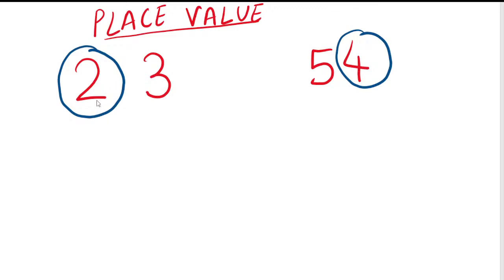If your digit is at the left hand side, that means it is a tens place digit. Which place digit? Tens place digit.